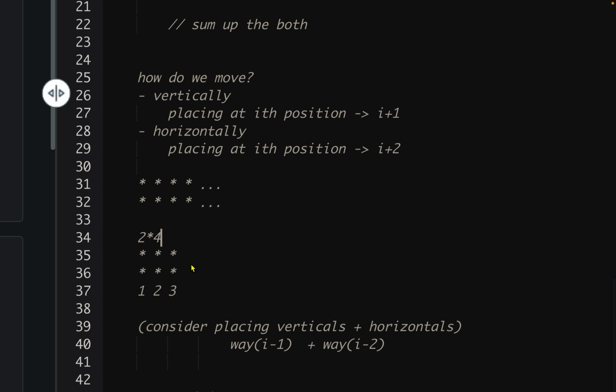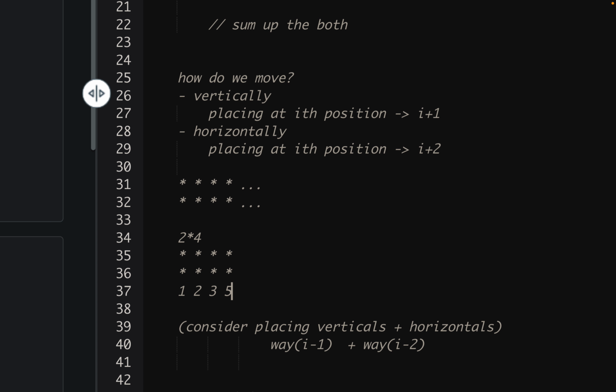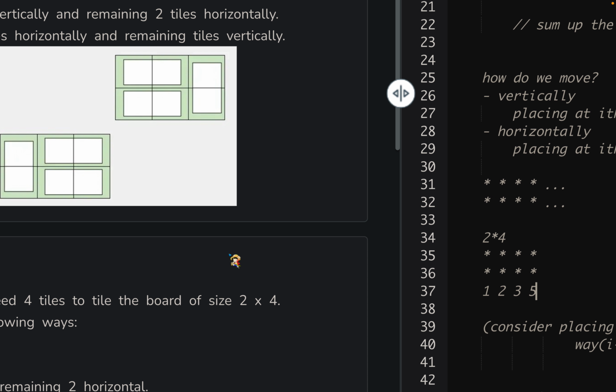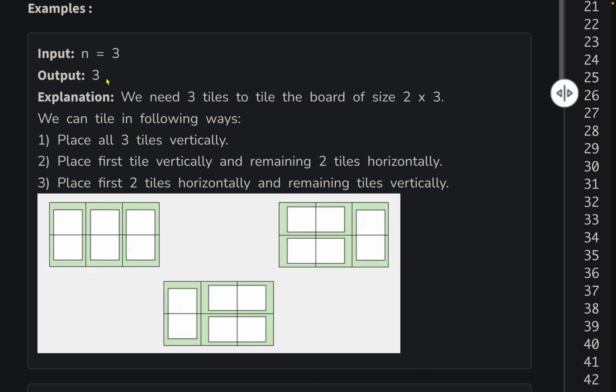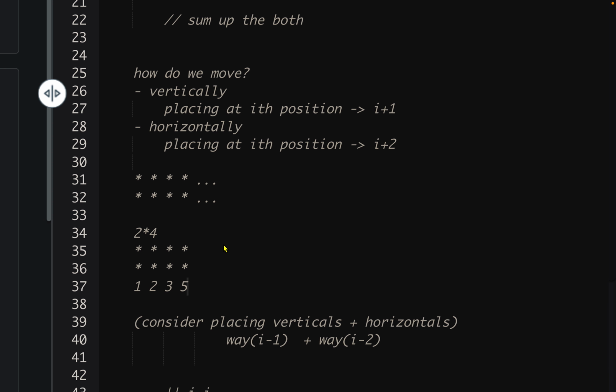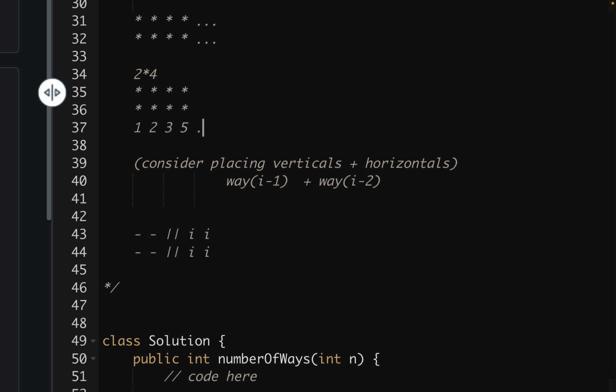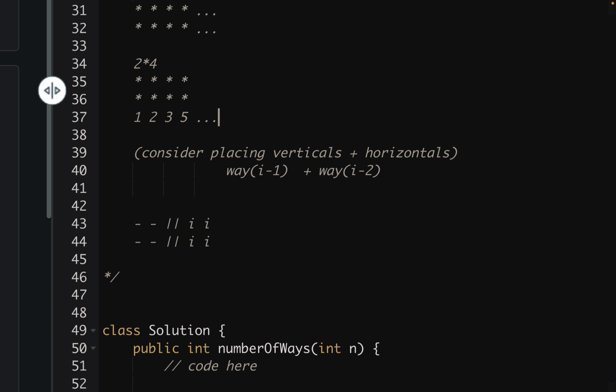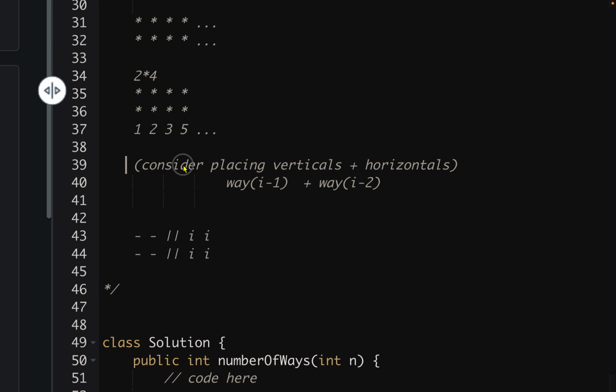What if we have 4? Let's take this and this. If we have 4, we took one step back plus 2 steps back and sum it up. So 3 plus 2 is 5, and let's check our answers. For 2 cross 3 we have 3, yes we have 3, and 2 cross 4 we have 5, and yes we have 5. And this is how we are going forward. And if I am not mistaken, this is what a Fibonacci sequence looks like.